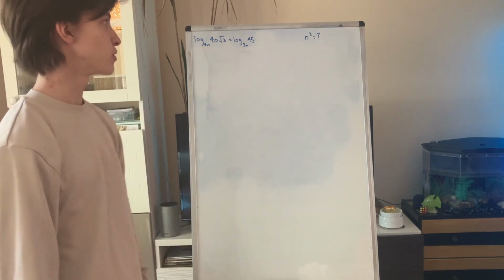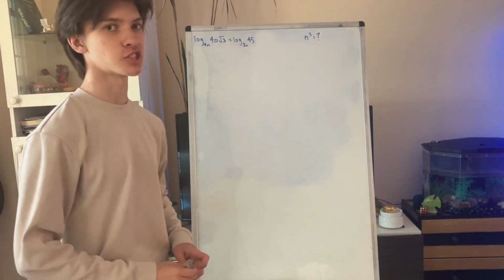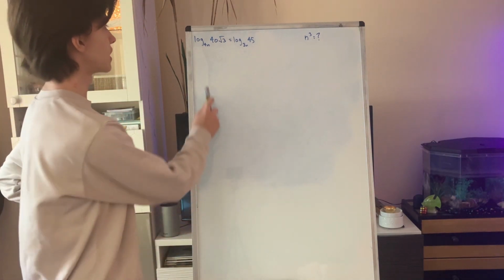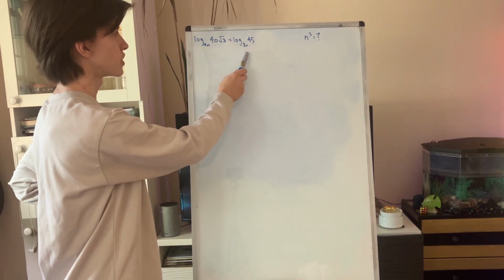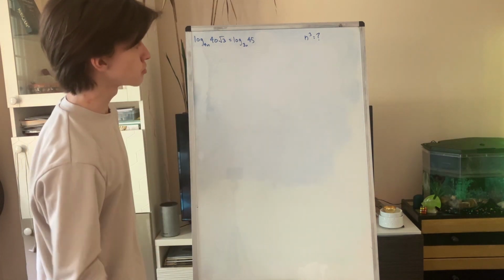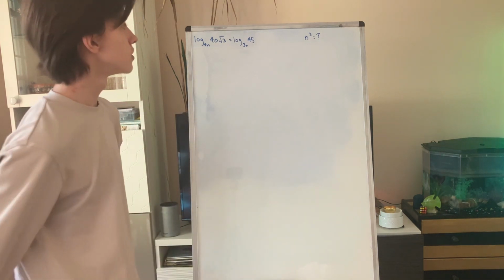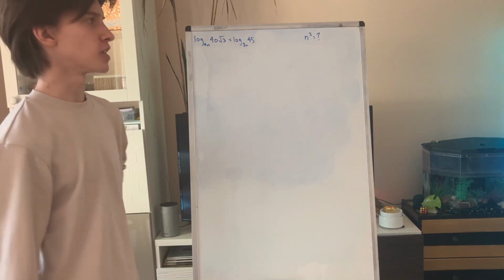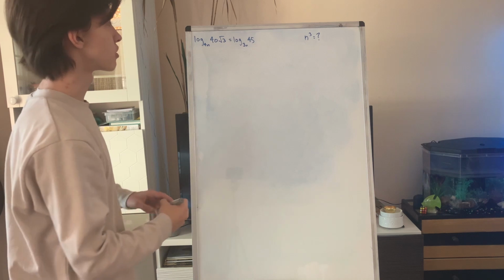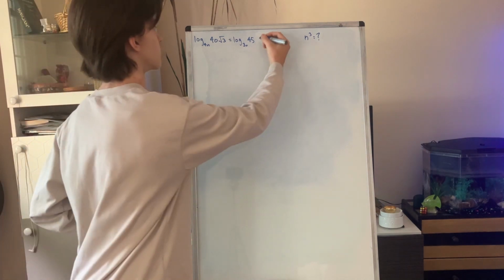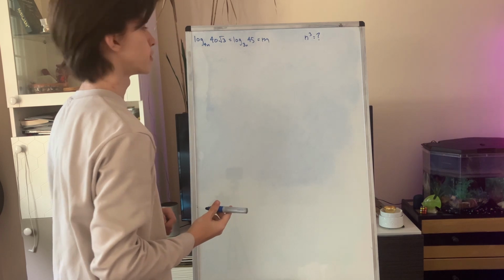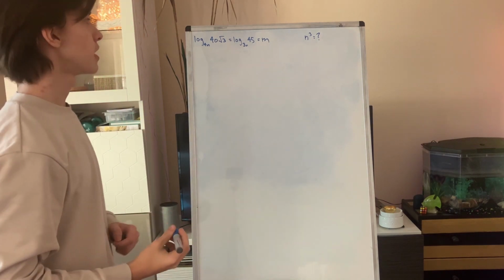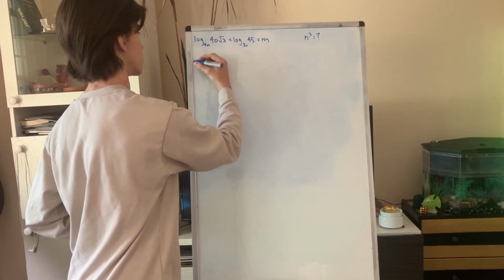Welcome guys, today I'm going to be solving this logarithmic equation on board, where we're given that log base 4n of 40√3 is equal to log base 3n of 45, and the problem is to find n cubed. It doesn't seem we can do much with this equation in its logarithmic form, so let's say it's all equal to some m and convert it to its exponential form, and maybe then something interesting will appear.